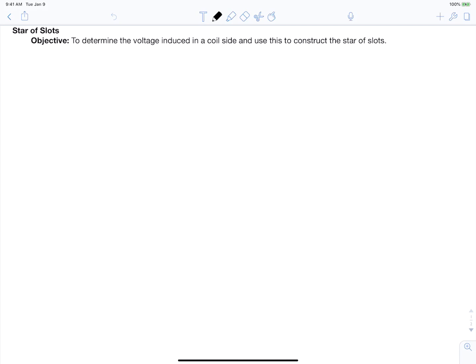And remember that a coil is composed of two coil sides. Each coil side is located within a slot. So our goal here is to try to figure out the transient voltage waveform that we're going to see in each coil side, and this is a step towards designing a coil. We need to figure out which two coil sides to connect to create a coil. And this lecture builds up the star of slots, which is a tool that we use to make these decisions. Let's get started back with the definition of EMF.